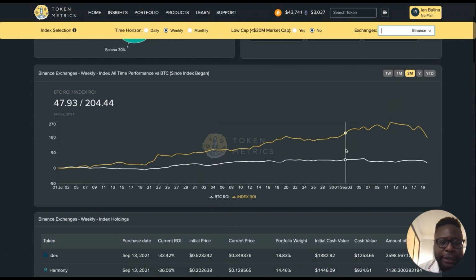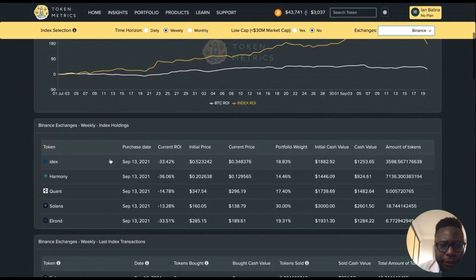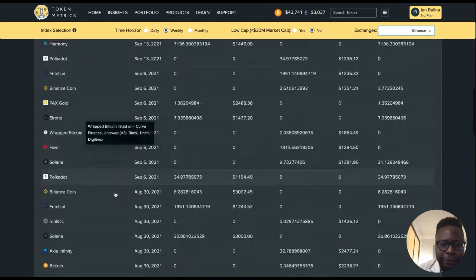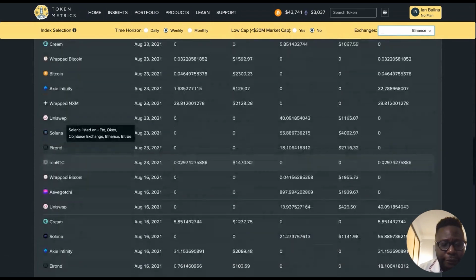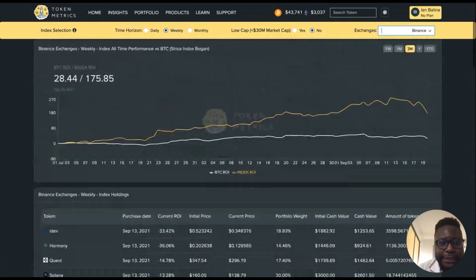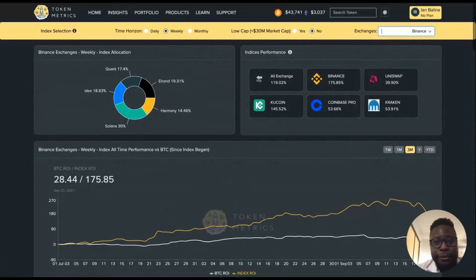Right? Pretty good ROI. Then down here, we have a breakdown of the holdings. Down here, we have the last index transactions, so you can keep a log and see the moves it's making all the way down here. And it's pretty long. And that's basically what the indices pages look like.